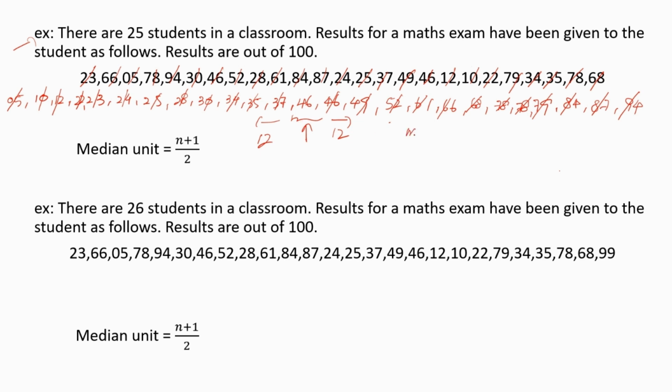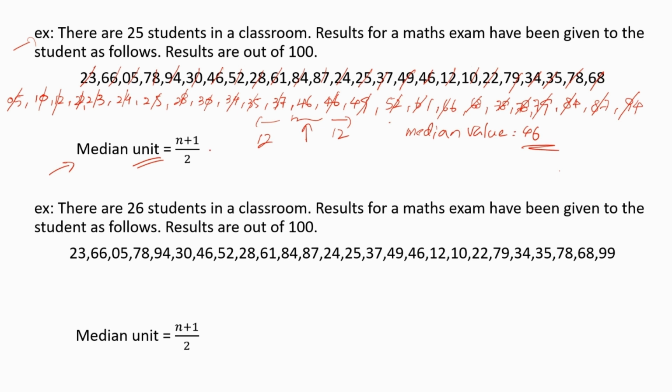So the median value is 46. In real life, this method is really difficult to conduct because the dataset can be very lengthy and complex. So we can use this formula to find the median unit. This is not the median value, this is the median unit. This calculates the position of the median value.